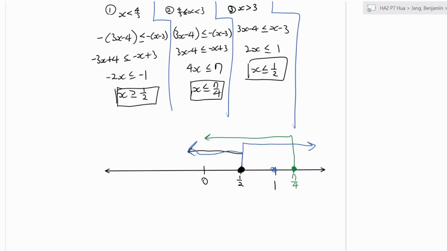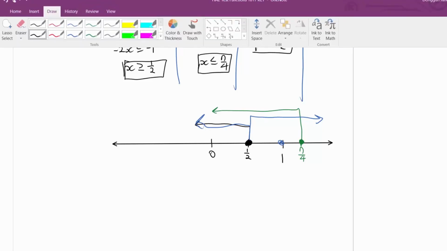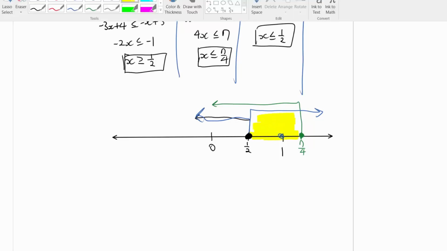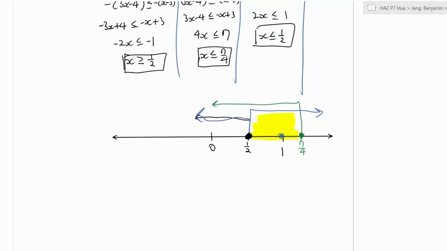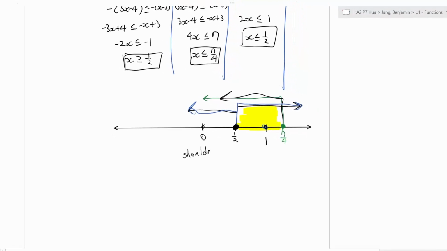Alright guys, this is the solution. So from the intervals that we found, we now know that this part will be the answer, as they intersect in the number lines. So let's plug 0 and 1 in. So 0 shouldn't work, and 1 should work.